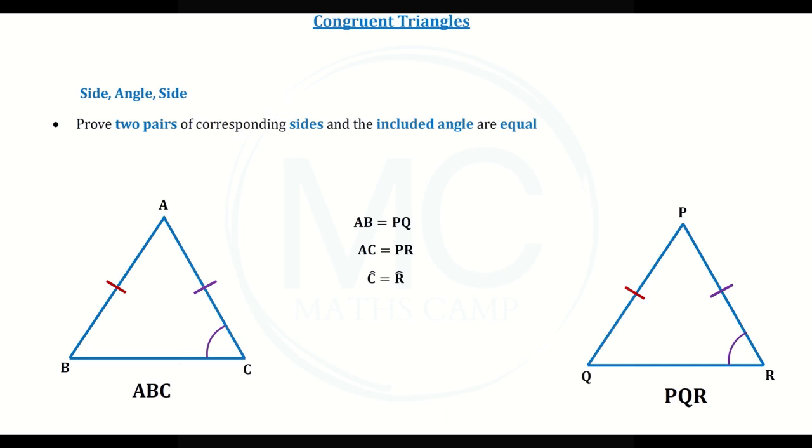Again, we have 2 pairs of corresponding sides that are equal, and we have 1 pair of corresponding angles that we found to be equal. But angle C is not the included angle in triangle ABC between AB and AC. And angle R is not the included angle in triangle PQR between PQ and PR. So we cannot use side, angle, side as a reason, and therefore we cannot prove that these 2 triangles are congruent.